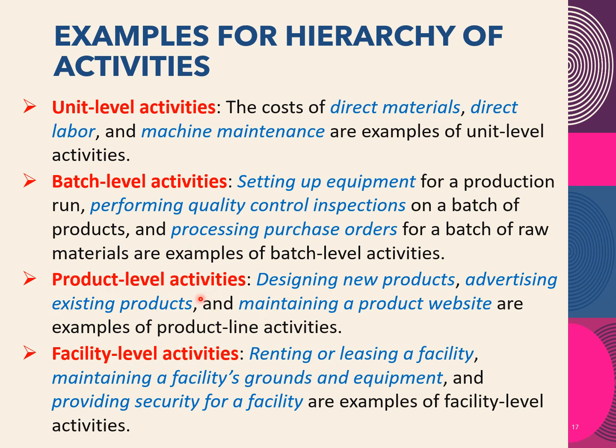Product-level activities, such as designing new products, advertising existing products, and maintaining a product website, are examples of product line activities. Renting or leasing a facility, maintaining a facility's grounds and equipment, and providing security for a facility are examples of facility-level activities.